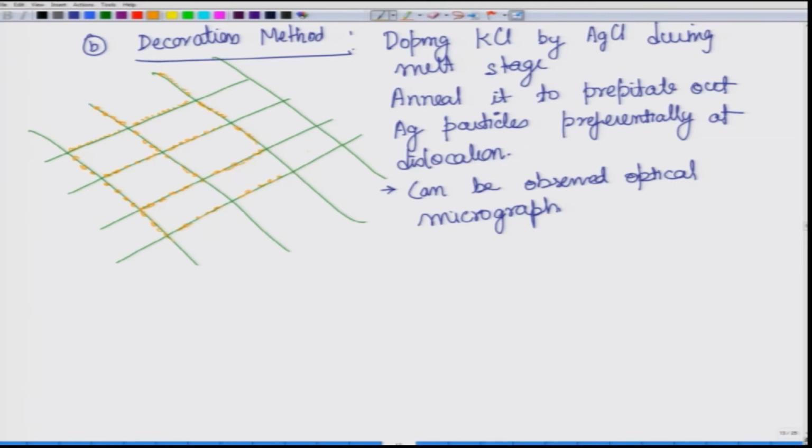So, this is the decoration method which is also used to find or to observe dislocations. Next, let us move on to the most powerful technique, which is transmission electron microscopy, which is the method which was used for the first time to observe dislocation.